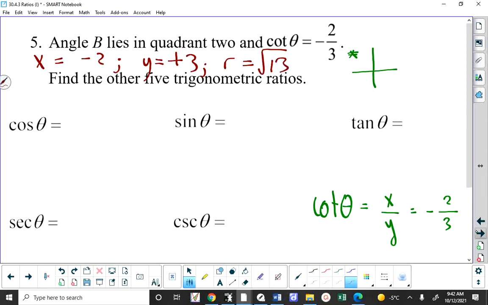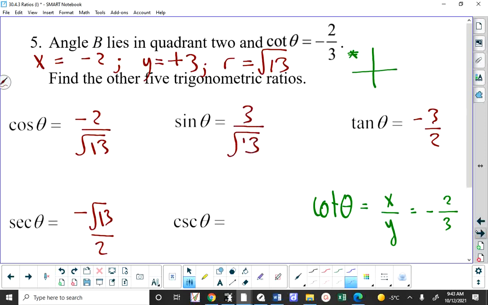Well, we're done. I mean, we're not done, but do you see what we have to do now? You have to formally write down now x over r and y over r and all those things. Incidentally, tangent, I'm not even going to look at x, y, and r. I'm just going to write -3/2 because it's the reciprocal of cotangent. So cosine is -2 over root 13. Secant's the reciprocal of that. Sine is y over r. Cosecant is the reciprocal of sine, so it's root 13 over 3, and we're done.